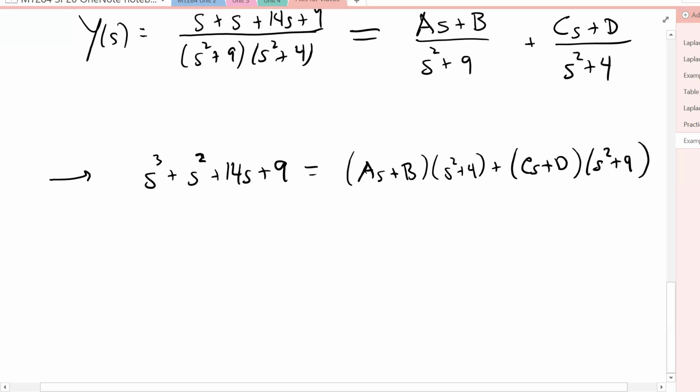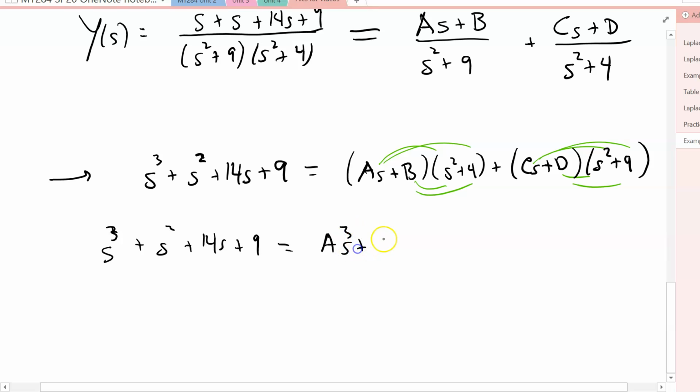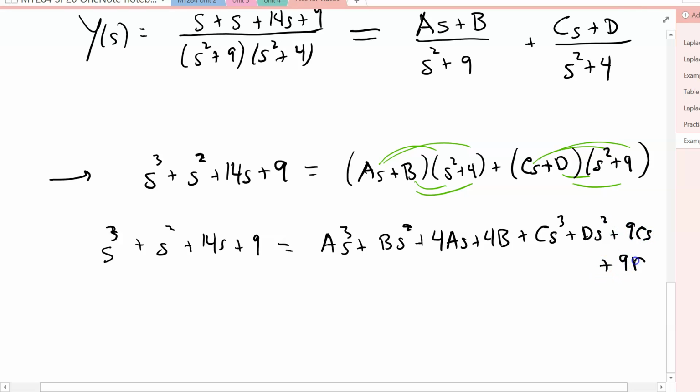Now I'm going to multiply that out a little bit to write the system down. I might just tell you what the coefficients are and you can double check it, but now it's just a matter of distributing all of this out and combining like terms together. So a little bit of writing to do here. Copying down my left side, and then what are we going to get? We're going to get As cubed plus Bs squared plus 4As plus 4B, and then the next one is going to be Cs cubed plus Ds squared plus 9Cs, and then plus 9 times D.